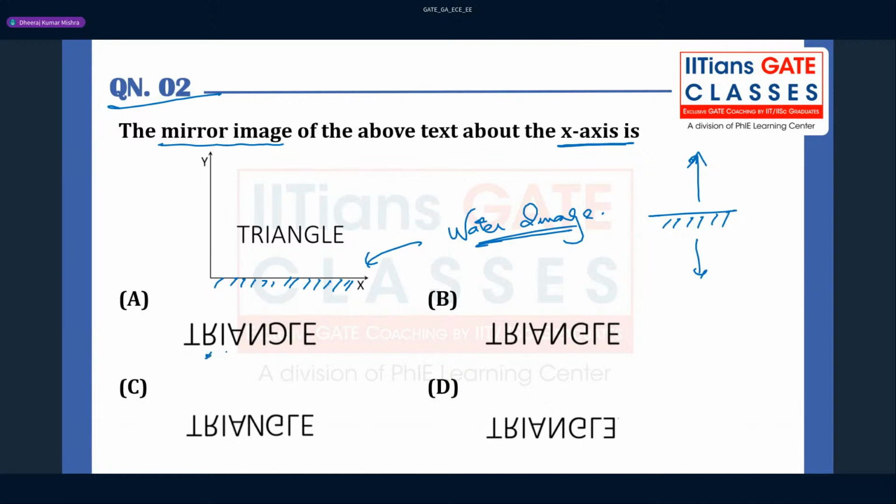This cannot be correct. Remember, G will not be like this. G should be like this only. So G is this. Always keep in mind G should be like this. So Ashish, which option is correct here? Option C. Yes.